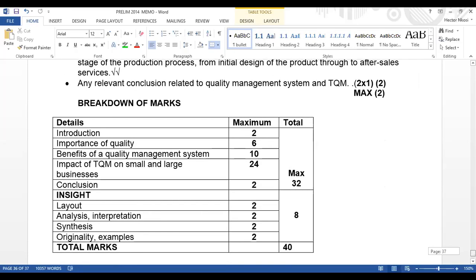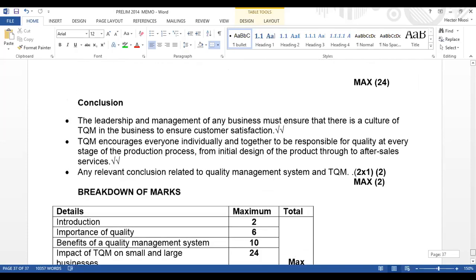Now, let's look at the conclusion. Your conclusion, boys and girls, is that you conclude on what you were discussing. All the subheadings that you discussed in the body, you must conclude them, but in a nice and polite way. As you can see here, they say the leadership and management of a business must ensure that there is a culture of TQM in the business to ensure customer satisfaction. So you can talk about culture or implementing TQM.